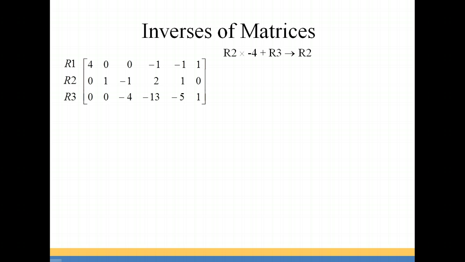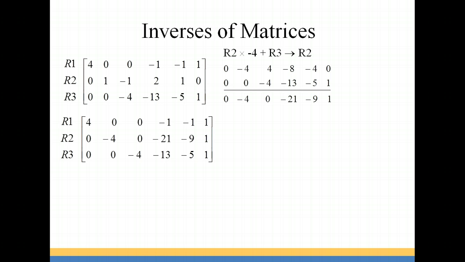In our next step, we're going to take row 2 and multiply it by -4 and add it to row 3. That's going to eliminate a position in column 3. And we're going to put that back into row 2 because that position needs to be a 0. So, taking row 2 and multiplying by -4, we have 0, -4, 4, -8, -4, 0. Adding that to row 3, we have 0, -4, 0, -21, -9, 1. So that's going to become our new row 2.